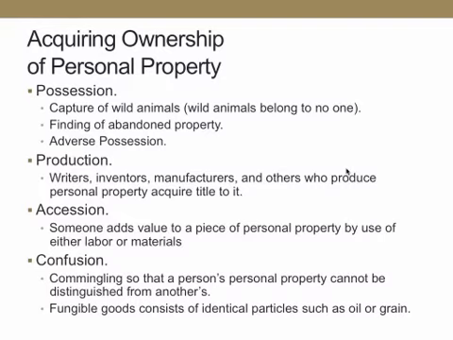This is a rare situation, but it could happen. You could find something, a piece of wood or something, sculpt it, change it to something of much more value, and the court could determine that it belongs to you now. Confusion is when you commingle or mix personal property with someone else's when the goods are fungible, meaning they are identical. An example of this would be commingling of oil or grain. This would cause confusion.